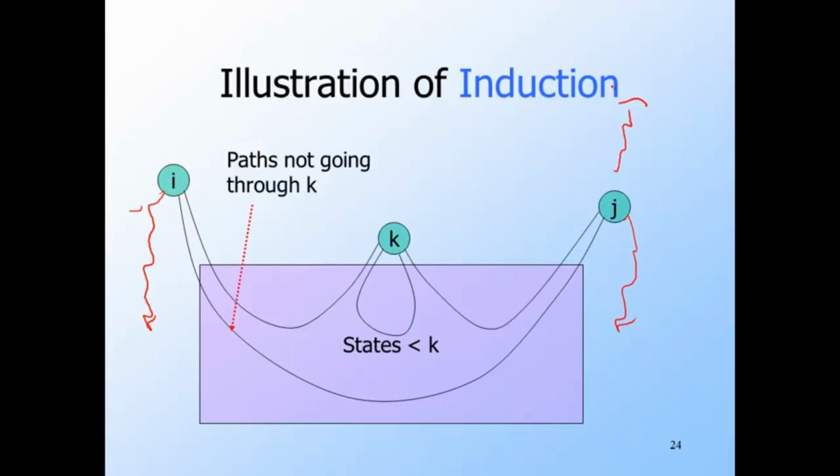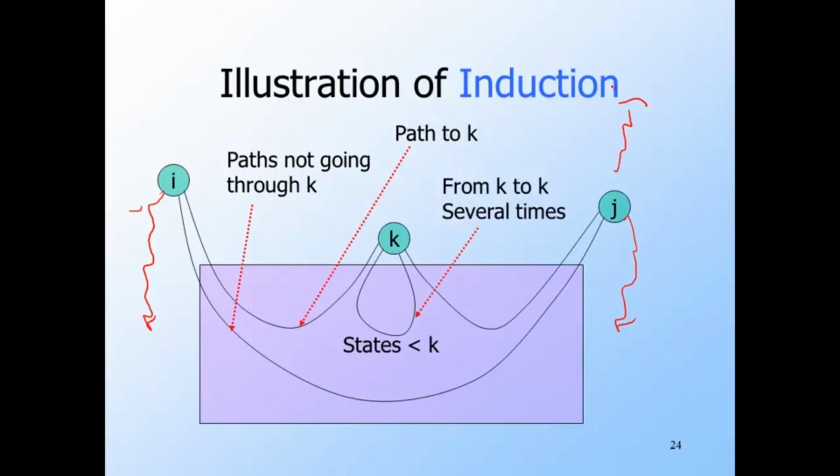Okay. So one possibility is that the k path never goes through state k, or it could go through state k for the first time, but only through lower states. And from k to k, you could go, again, through lower states 0 or more times. And finally, you go from k to j through states numbered lower than k. And that represents all the paths that go from i to j through k and lower numbered states.